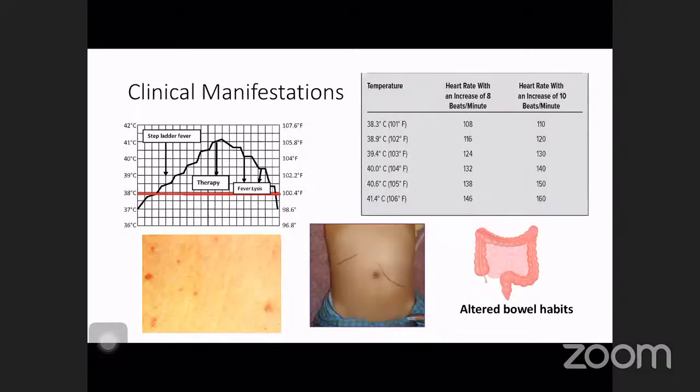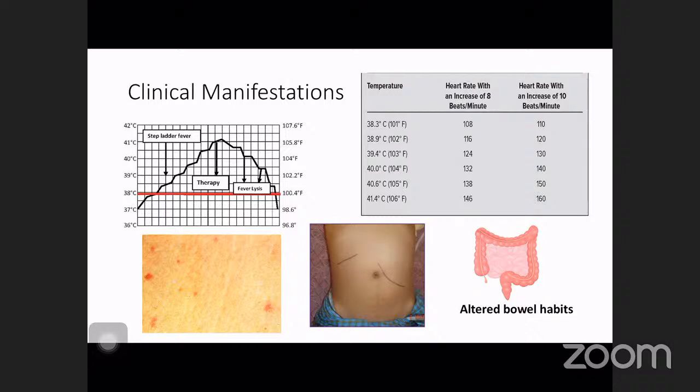So coming to the clinical manifestations, yes, we are seeing so many images here. The first one is the fever pattern. We have already discussed in the case scenario that it is a remittent fever. So what do you mean by remittent fever? Remittent fever is nothing but fever that will be increasing and never touches the baseline. So there will be more than 1 degree Celsius increase in temperature in a period of 24 hours, and it will again come down, but it will never touch the baseline.